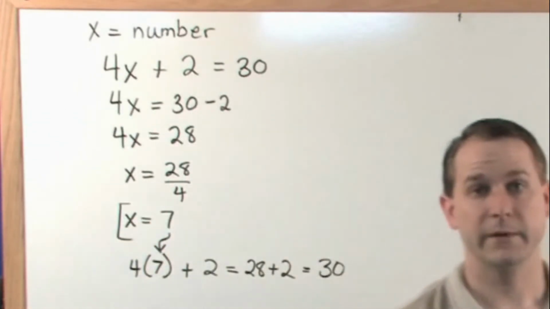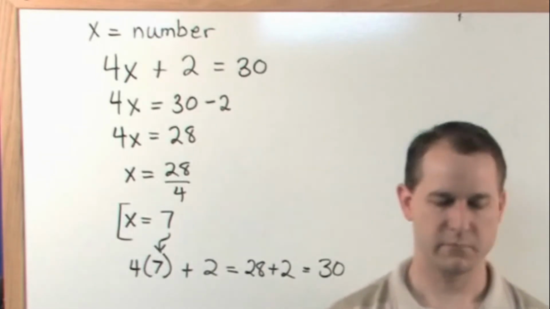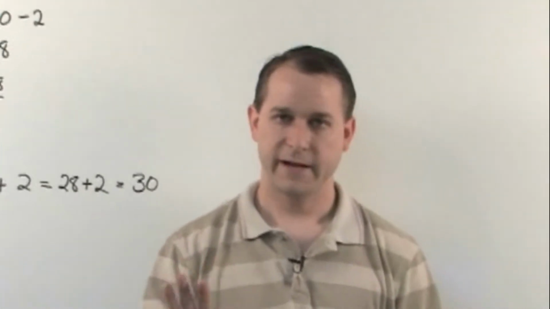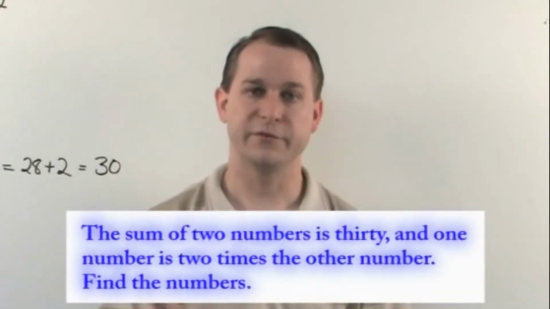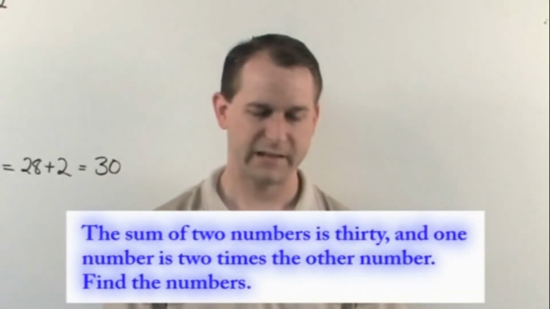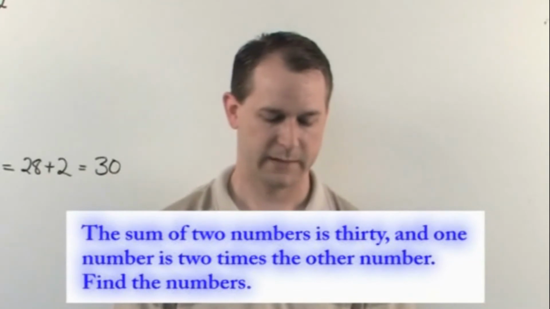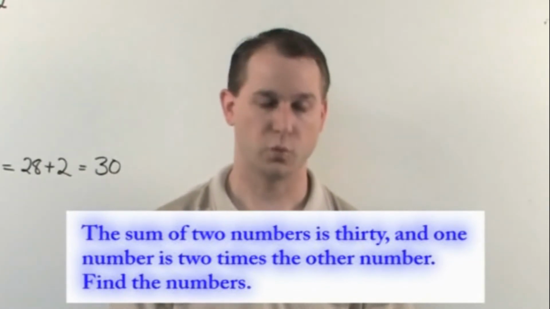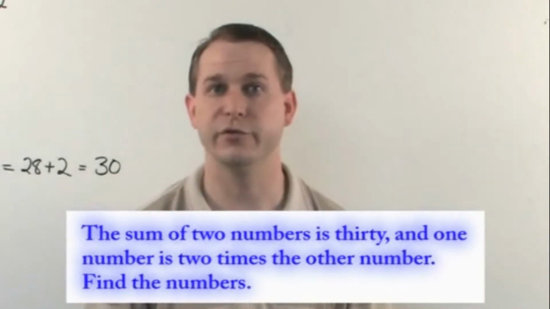The second problem is a little bit more complicated, but not too much more complicated. We're just going to build in complexity here. Second problem. The sum of two numbers is 30, okay? And one number is 2 times the other number. What are the two numbers? Or find the two numbers.